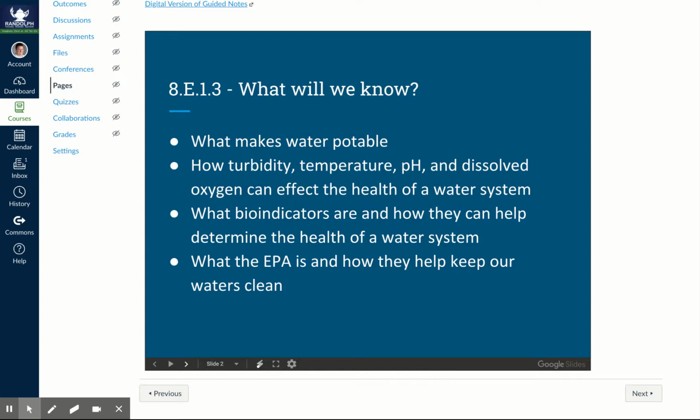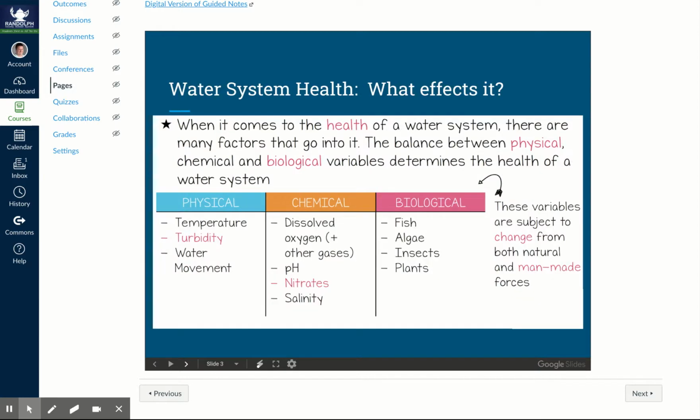We're also going to look at how turbidity, temperature, pH, and dissolved oxygen can affect the health of the water system. We're going to look at what bioindicators are and how they help us determine the health of a water system. And then we're also going to look at what the EPA, which is the Environmental Protection Agency, is and how they help keep our waters clean. All right, so when we're looking at water quality, we are looking at the health of a water system. There are several factors that go into this, and it's a balance between physical, chemical, and biological variables that determine the health of a water system.